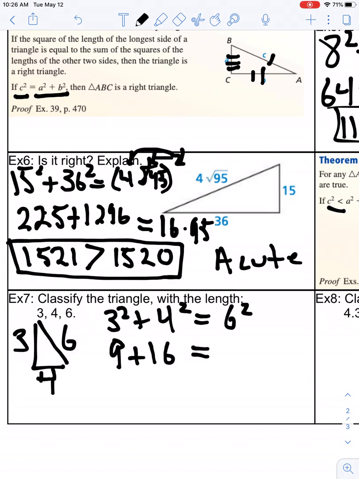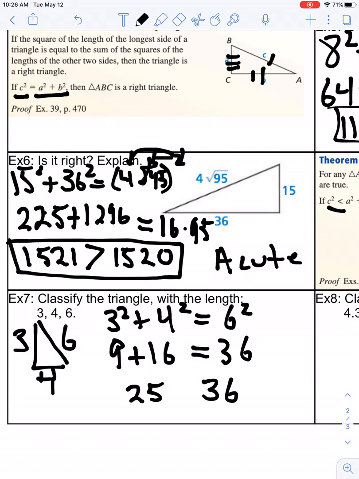This turns into 9 plus 16 equals 36. Okay? Let's go ahead and finish this. We have 16 plus 9 gives us 25. 25. Oh, there's not an equal sign, so we're going to go ahead and erase that because we don't have a true statement. We have to fix that.